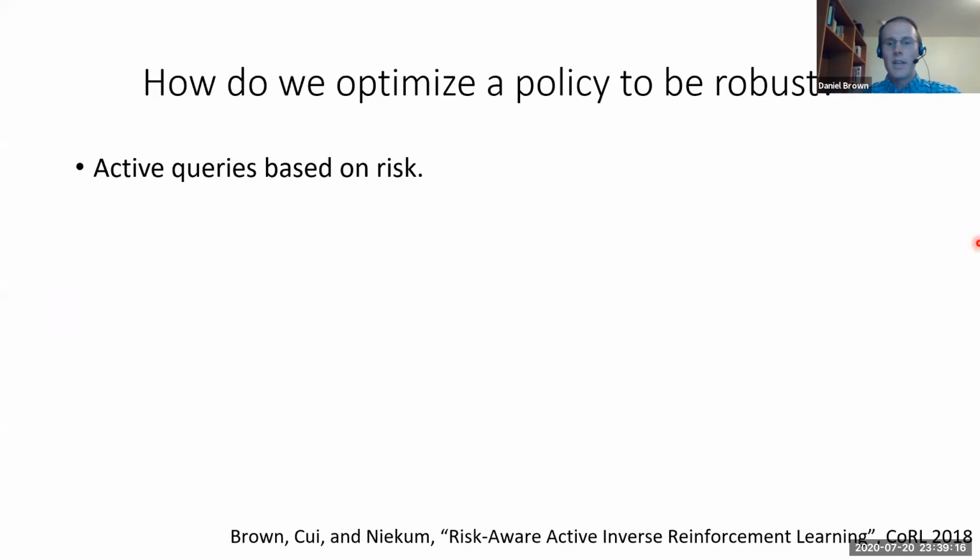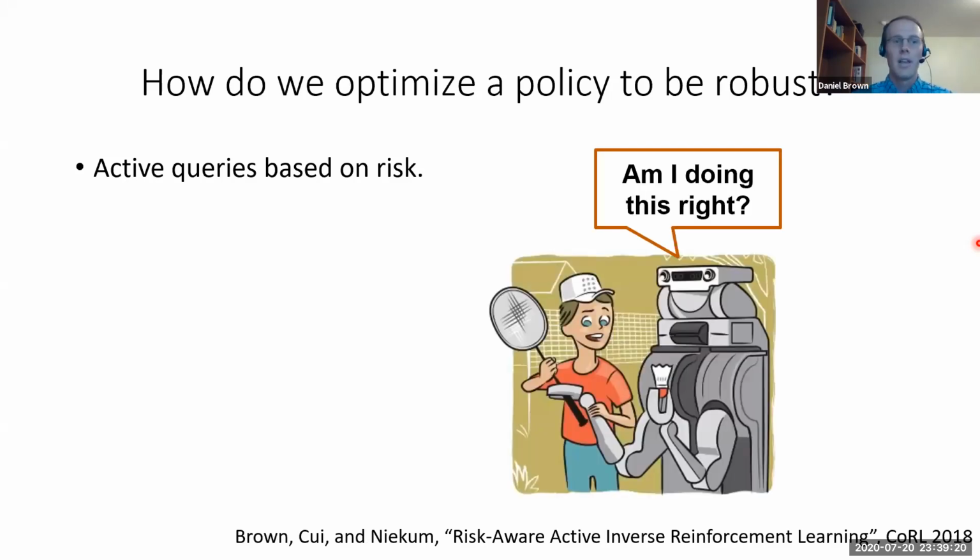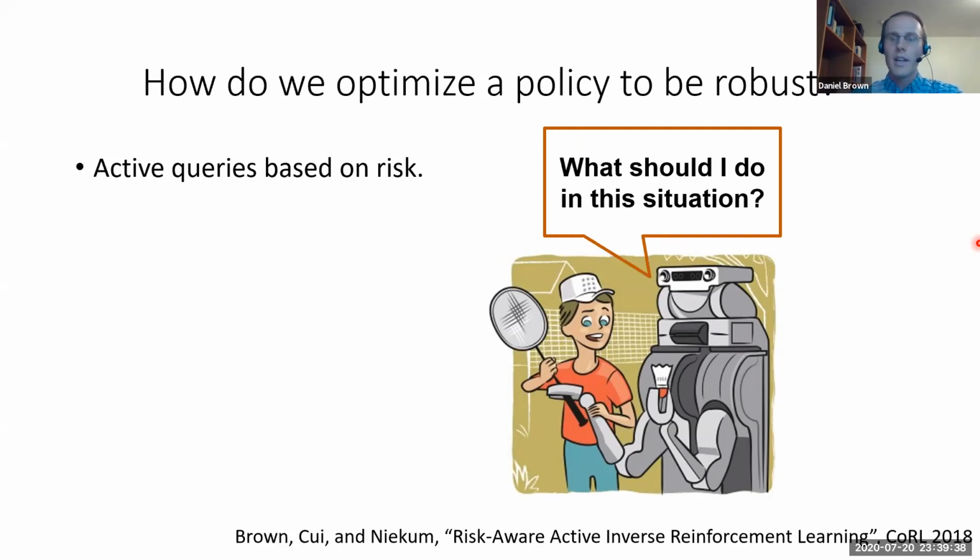And so one of the things we can do is we can query the expert for help if we want to try and optimize a policy to perform better. And this is work that I discussed in detail during my proposal. So I'm going to quickly give the highlights of how this approach works. Here we looked at this idea that a robot can ask for help. It can say, hey, am I doing this right? And ask for a critique of a demonstration. Or it can ask for a new demonstration and say, what should I do in this situation?